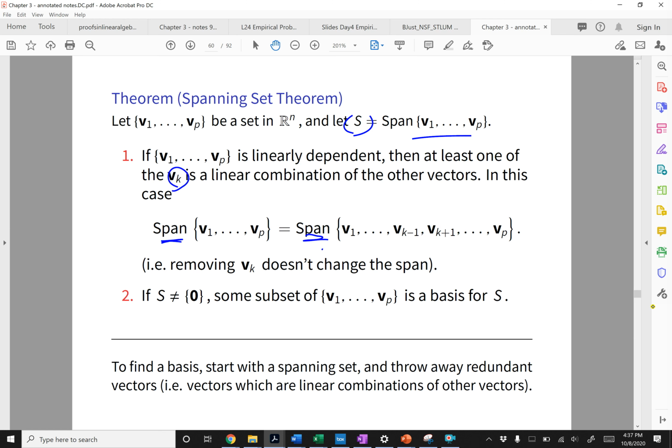Like, we didn't need that one, so removing vk doesn't change the span. And as long as S isn't just the 0 vector, then some subset of all of those is a basis for S. And on the next slide, we're going to talk about how you'd need exactly n of those, and linearly independent. So the idea is to find a basis: start with a spanning set, and then throw away redundant vectors.